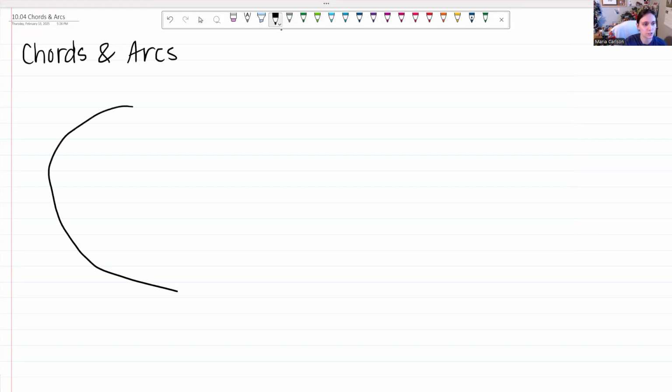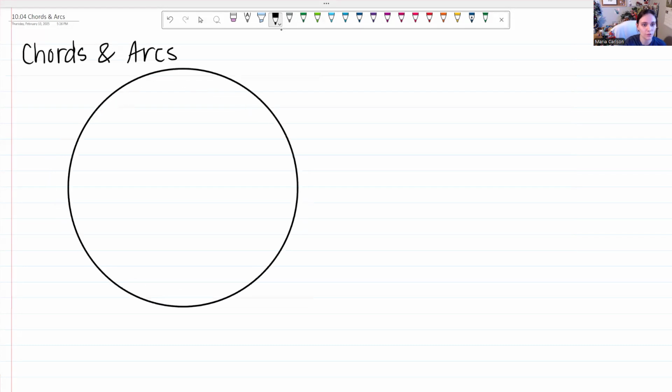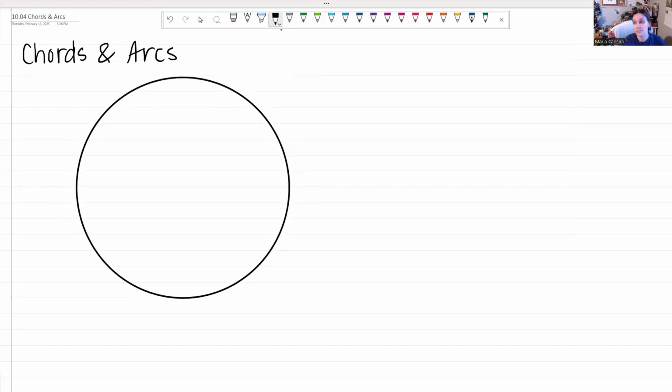So do your best to draw a circle. If you have a compass, that would probably be helpful. Wow, I thought it was going to be an eclipse. All right, or an ellipse, sorry. I was thinking of a moon. It's eclipse. Ellipse is kind of like that oval shape.